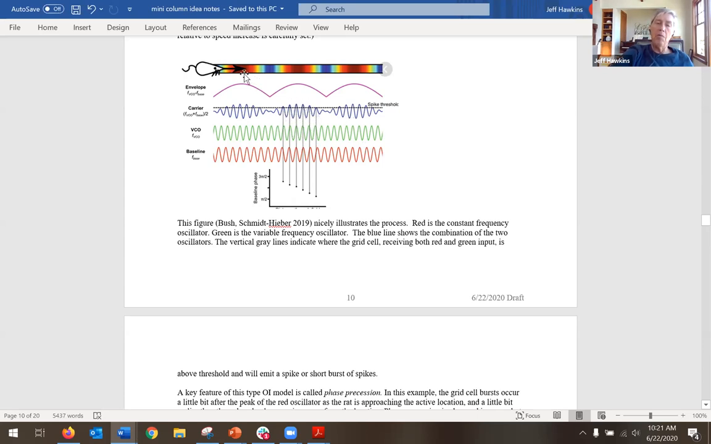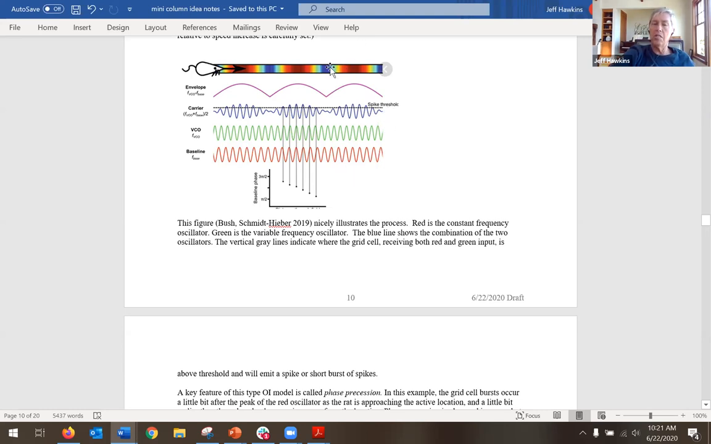And so if a rat was on a one-dimensional track, this grid cell would fire on and off, and would fire at various points in time, like here and here and here, as the rat moves along the track. So that's the basic idea behind how almost all the oscillatory interference models work.